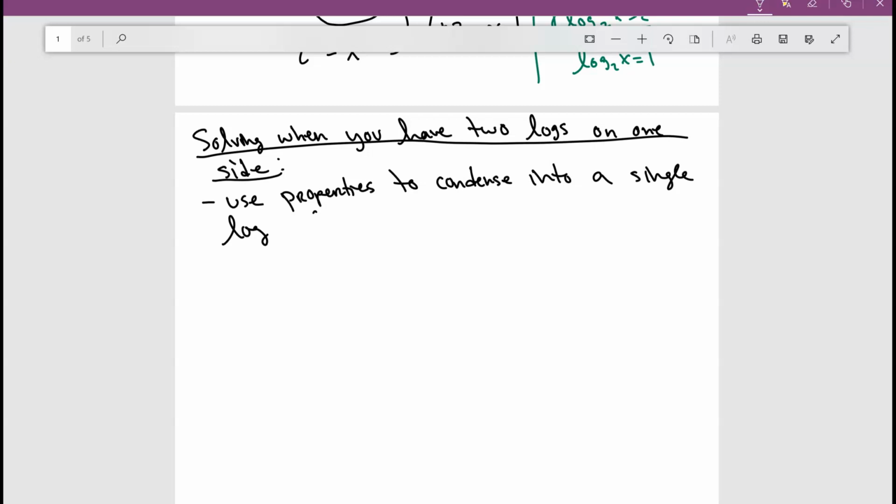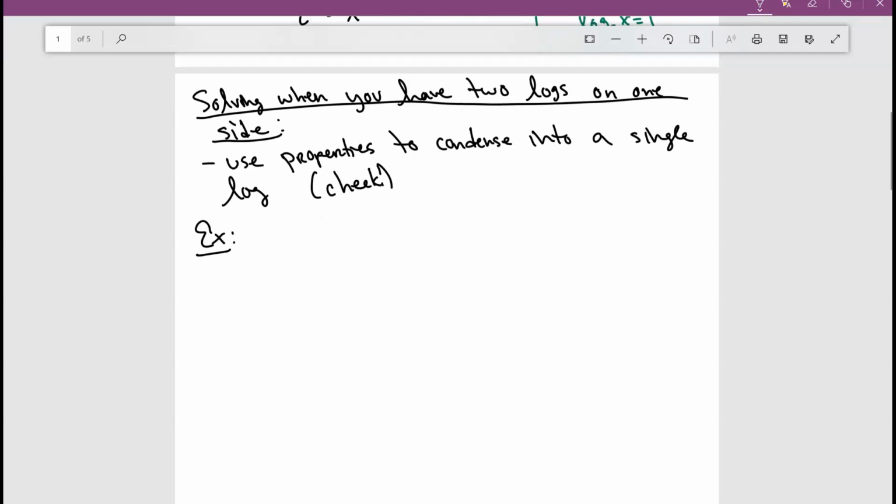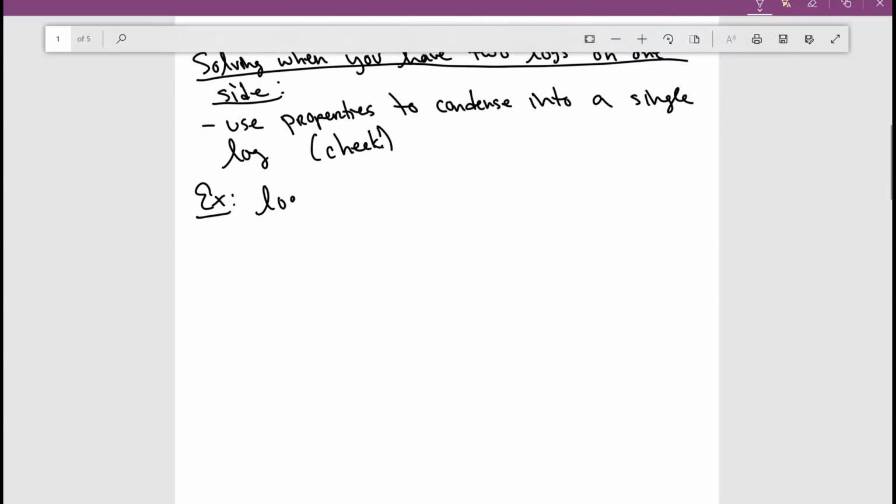Okay, this one you really want to check. Make sure that you really check, because sometimes these can be really not correct. So let me give you an example of where you should really check. So let's say you had log base 3 of x plus log base 3 of x minus 8 equals 2. Okay, so you have 2 logs. So what are you going to do?